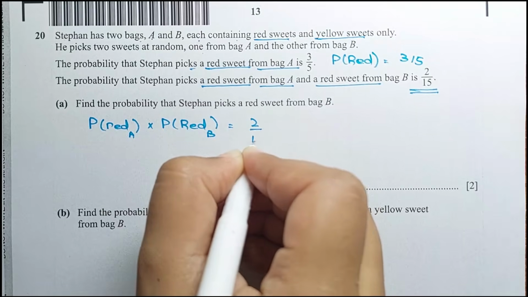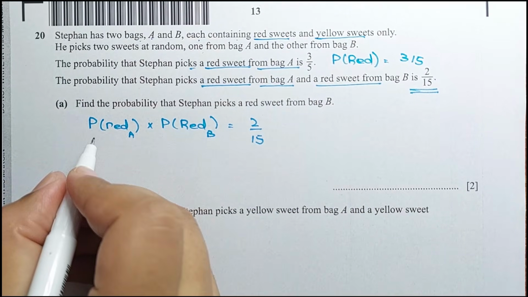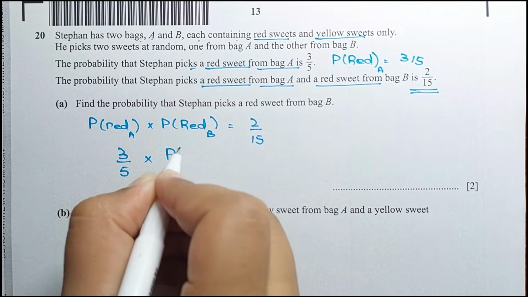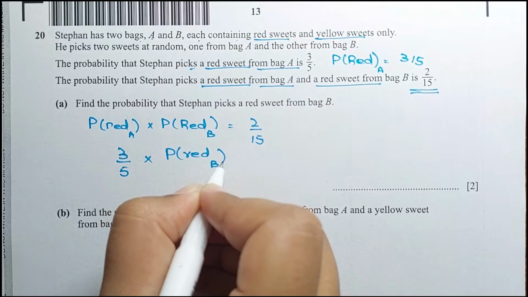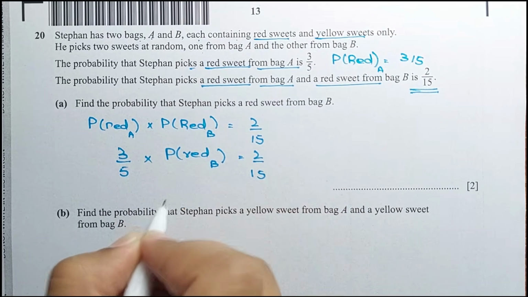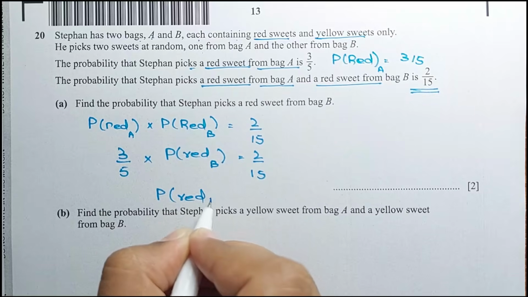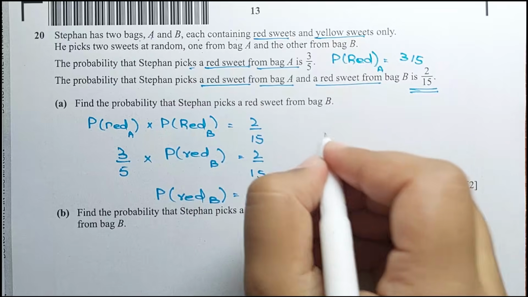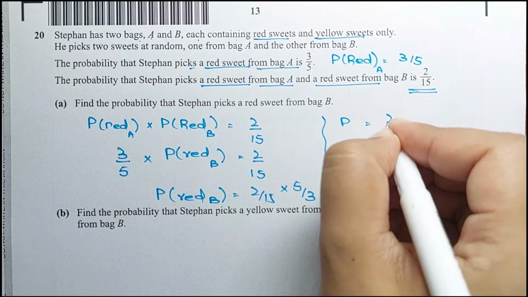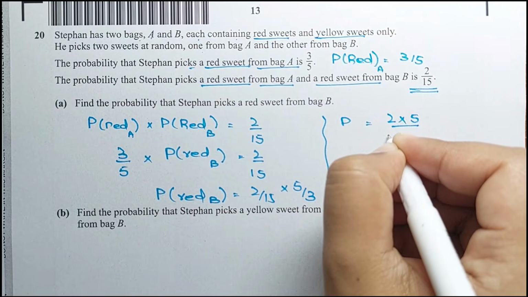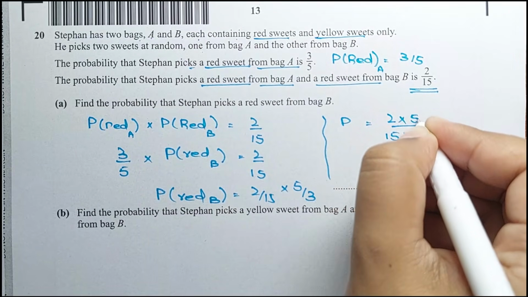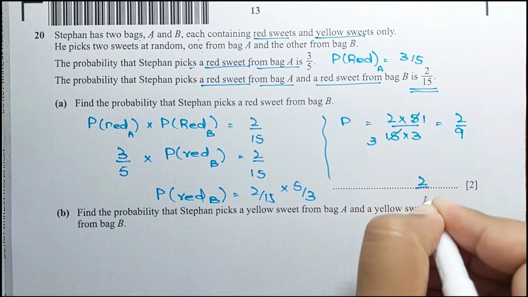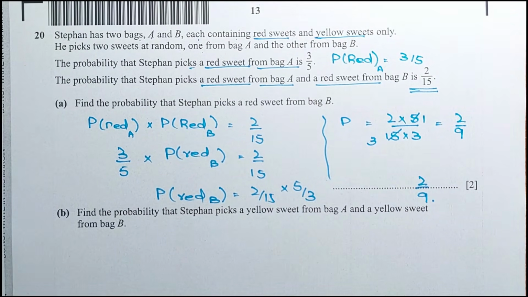This is 2 by 15, and "and" means multiply. So the probability of red from bag A is given as 3 over 5, multiplied by the probability of red from bag B, 2 by 15. So to figure out the probability of red from bag B, this is 2 by 15 multiplied by 5 over 3. So the probability is 2 times 5 over 15 times 3. 5 times 1 is 5, 5 times 3 is 15, so 2 by 9 is the probability of red in bag B.